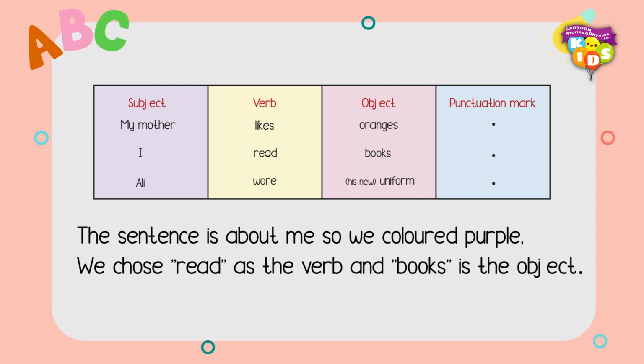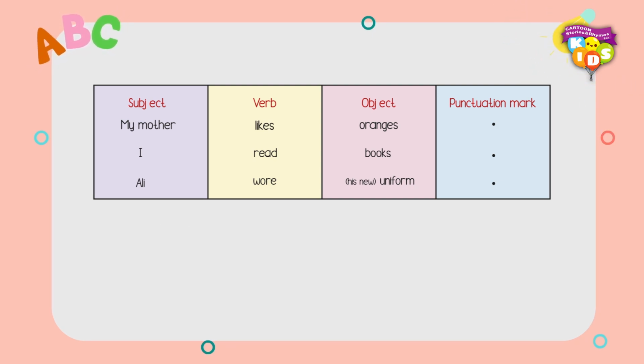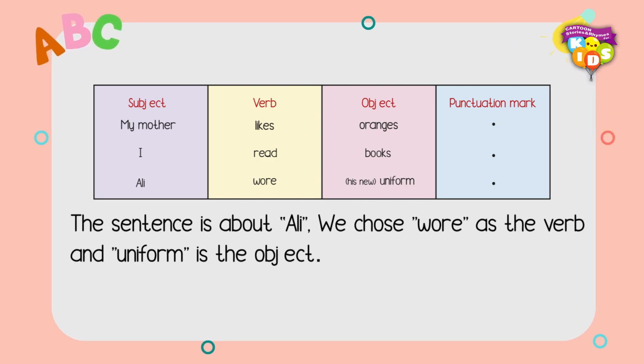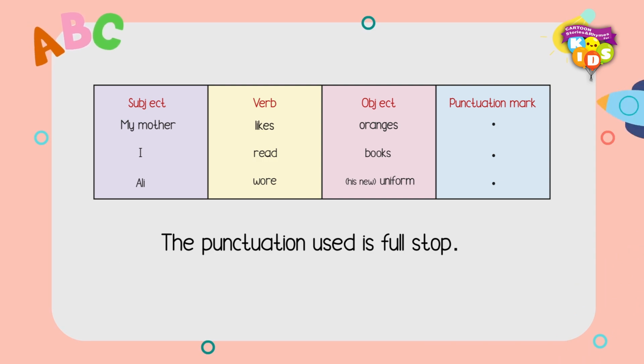Teacher, the sentence is about me, so we colored I purple. We chose read as the verb and books as the object. The punctuation used is full stop. Brilliant. Let's move on to the last sentence. Can we give the answer? Go ahead. The sentence is about Ali. We chose wore as the verb and uniform as the object. The punctuation used is full stop.